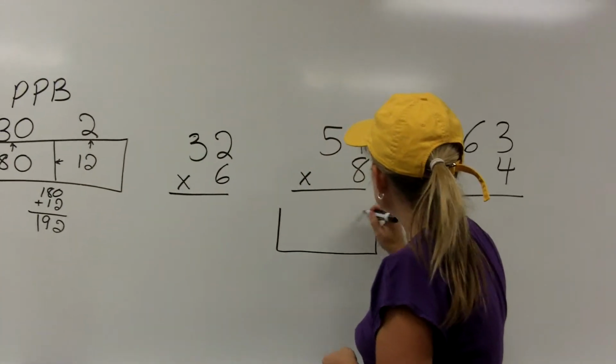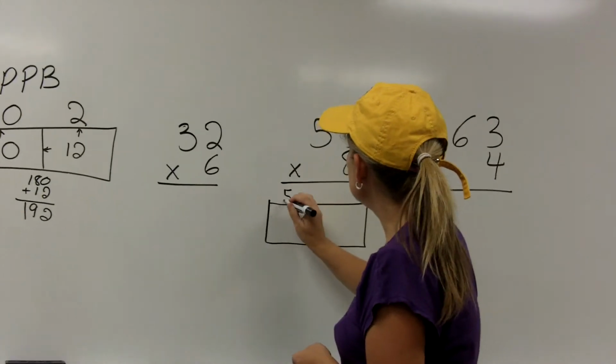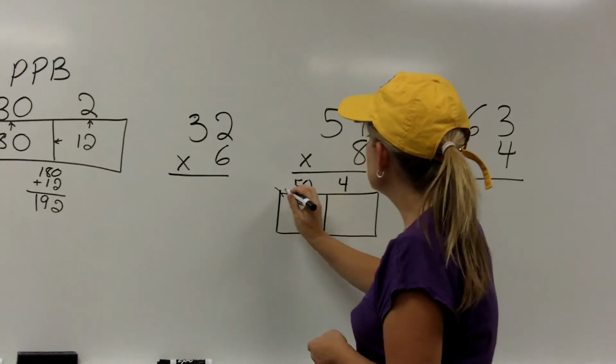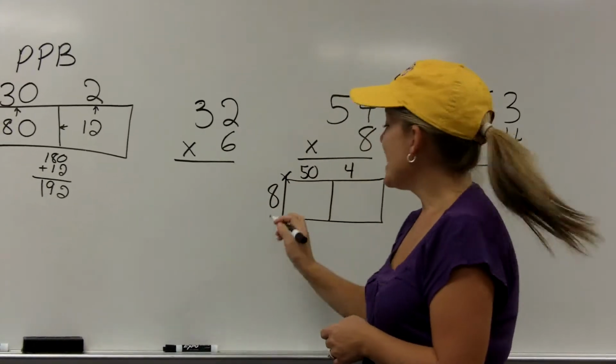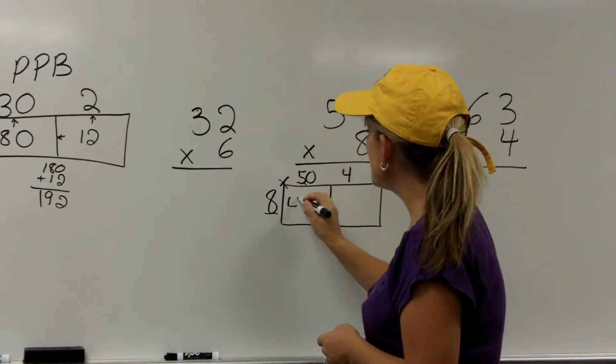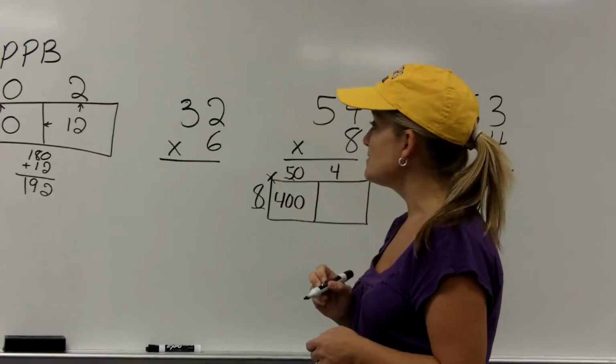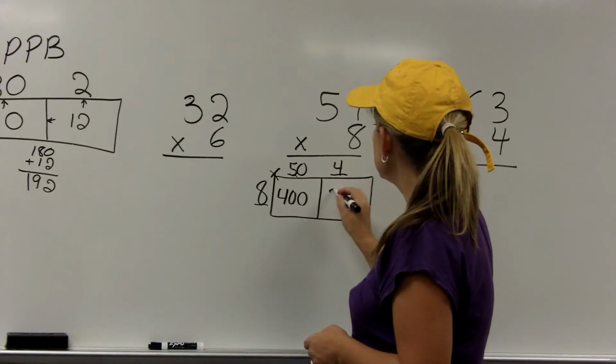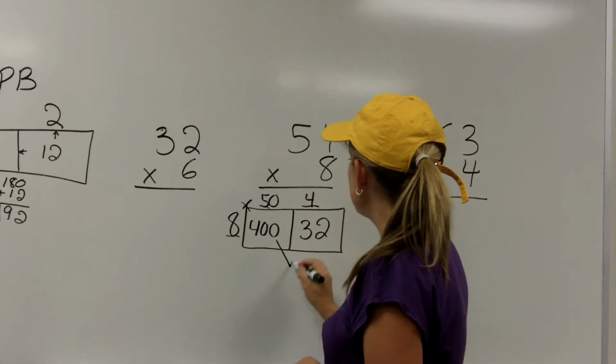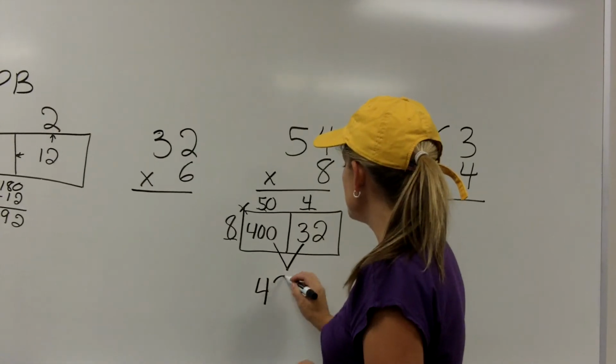Let's do the same thing with 54 times 8. I'm going to separate 50 and 4. 50 plus 4 times 8. 8 times 5 is 40, but don't forget to add that 0. I need 2 zeros there. 8 times 4 is 32, so if I put it back together, 432.